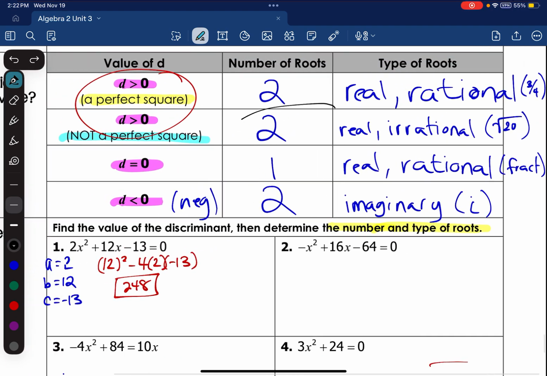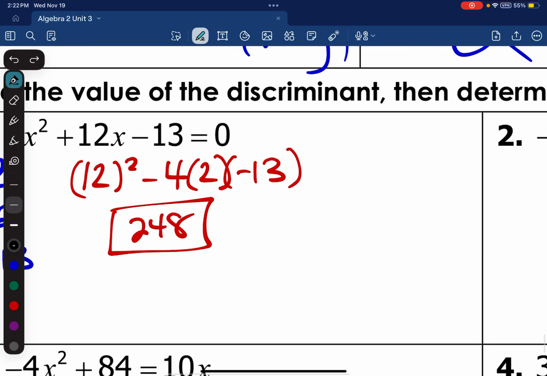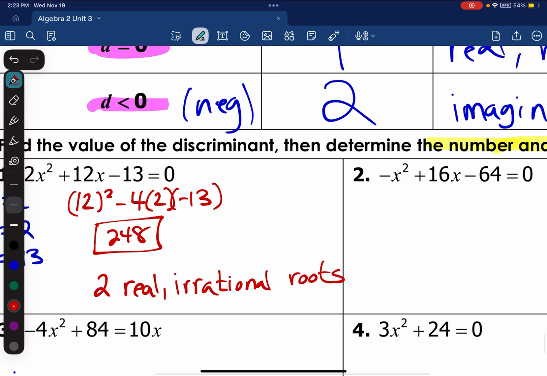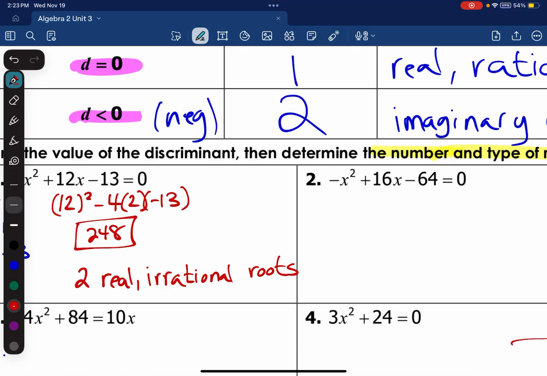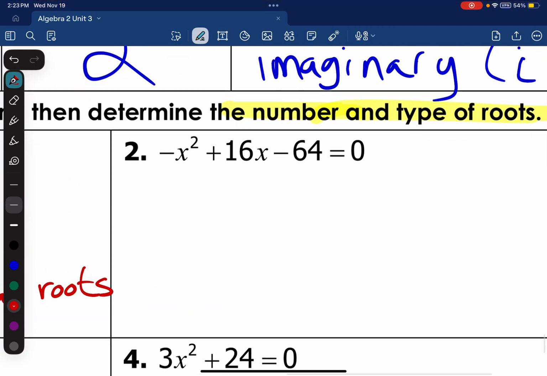So that means I'm going to have two real irrational answers. So that's what I'm going to write here. We're going to have two real irrational answers. Or we're going to call them roots, so you remember that roots means answer. Okay, so that's what we're looking for. We're trying to tell how many and the type of roots we have.